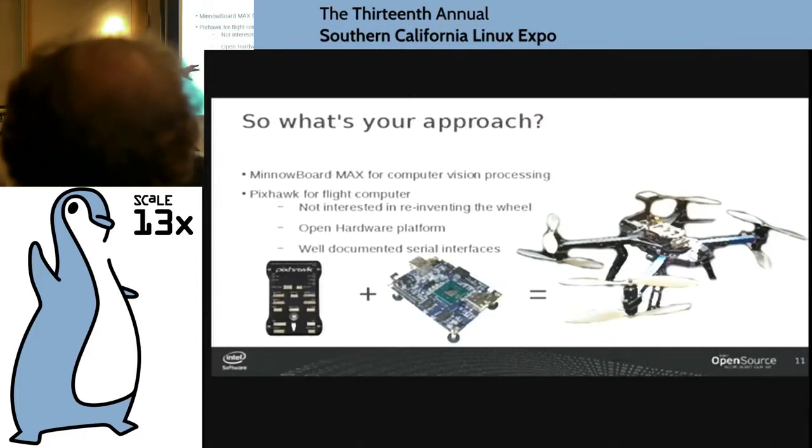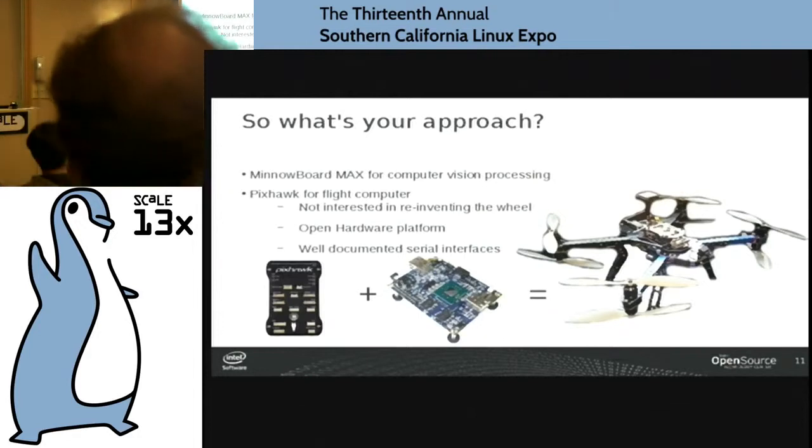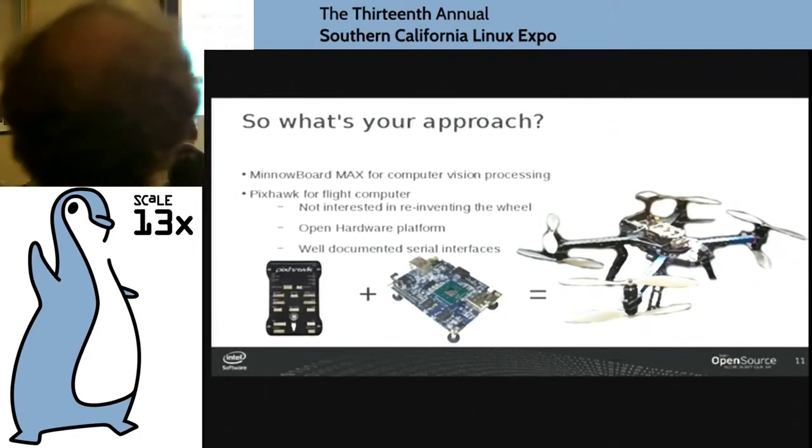Which means that I can leave the Minnowboard to do what it does best, which is heavy duty calculations. The flight controller is basically just a very small ARM processor that's honestly not a whole lot more powerful than an Arduino. But it does one thing, and it does it very well, and it keeps the drone aloft.